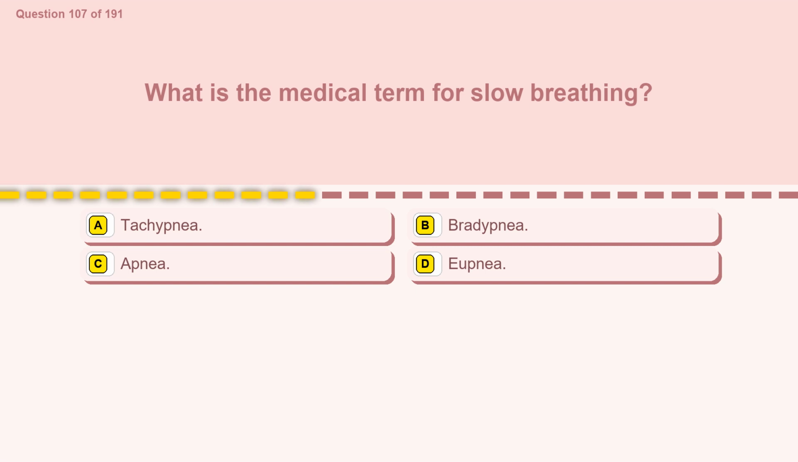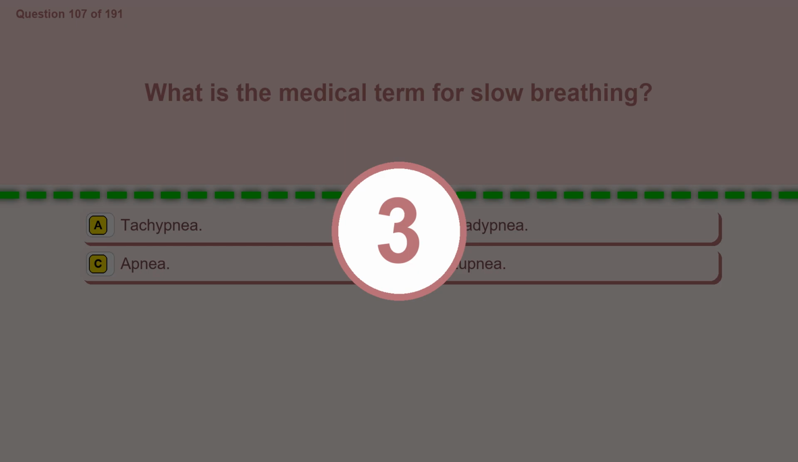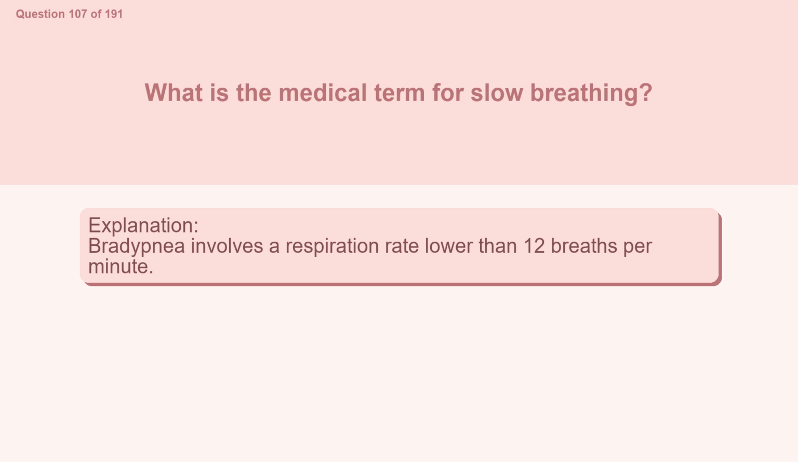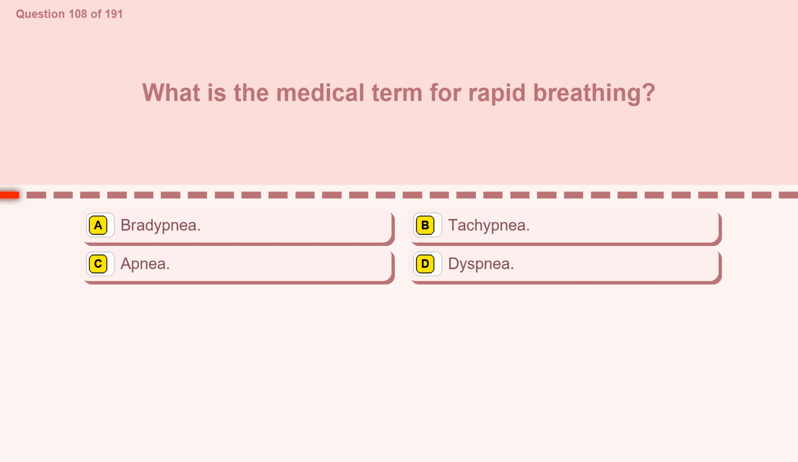Option A, tachypnea. Option B, bradypnea. Option C, apnea. Option D, eupnea. The correct answer is option B, bradypnea. Bradypnea involves a respiration rate lower than 12 breaths per minute. Question 108. What is the medical term for rapid breathing?